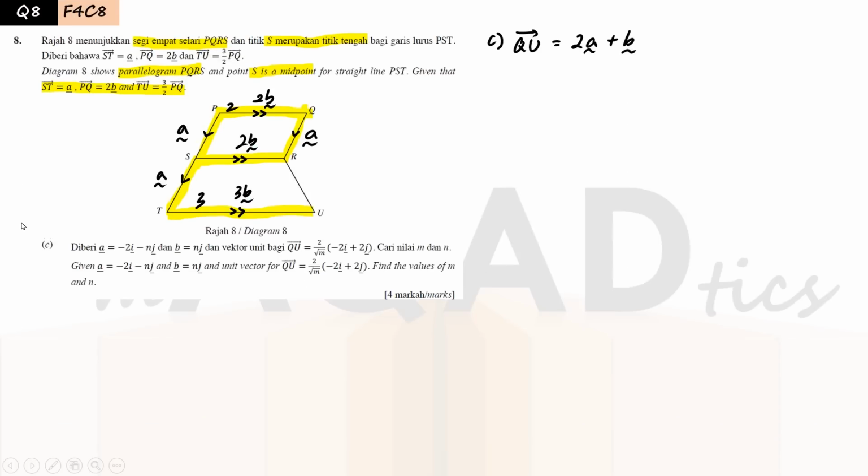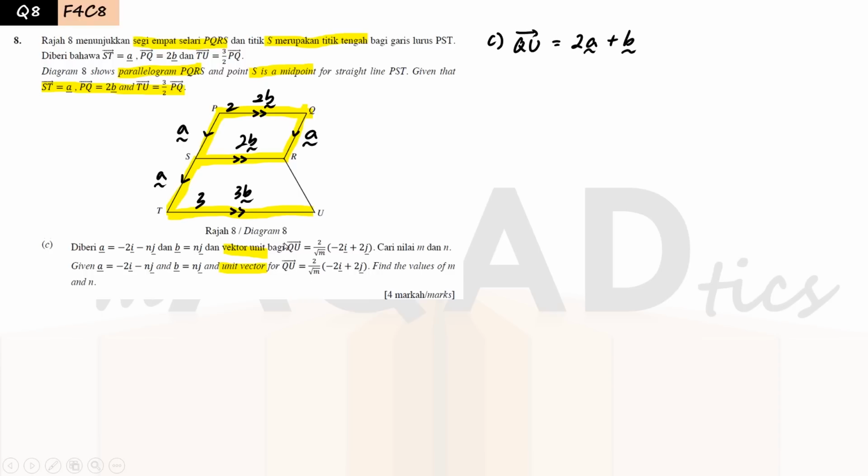And for part C, we are given the values of vector A and vector B, and we are given the unit vector for QU. So now we need to find the values of M and N. M is here, and N is among the values of vector A and B. Since they already gave us the unit vector for QU, why don't we find out the unit vector of QU ourselves as well?